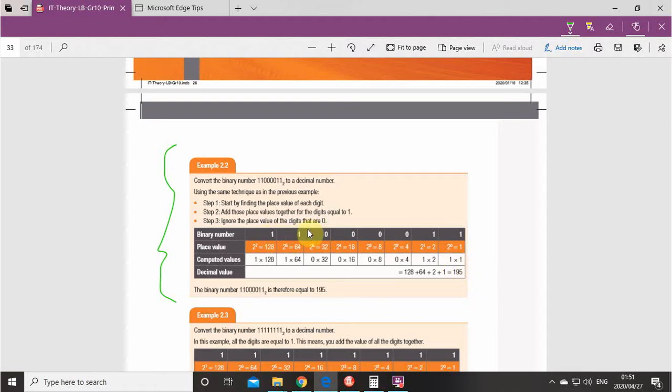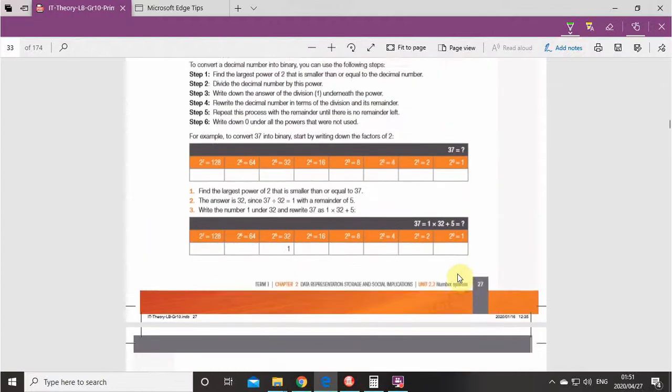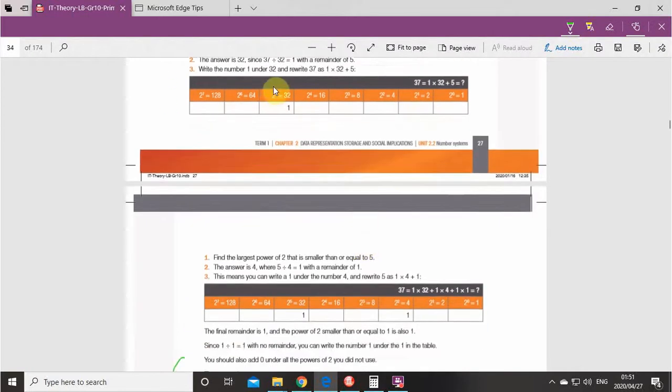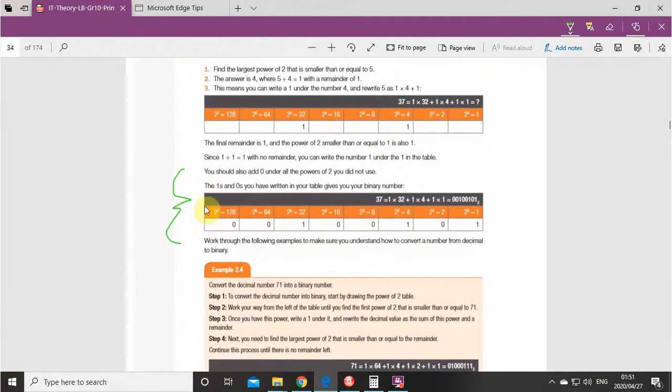So we know 11000011 in binary is 195 in decimal. Then, converting from decimal to binary, there are also a few steps. I'm going to do this example over here. Let's say we have the number 37 that we want to convert into binary.